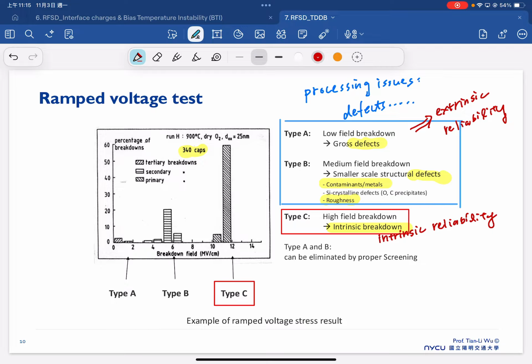And the extrinsic reliability sometimes can be eliminated by using a certain screening. If we do certain screening, we remove the devices suffering from type A and type B, and we will only sell the type C devices to our customer, because type A and type B are generally devices that have a yield issue, and we won't sell any product that has a yield issue. We only sell the good product to our customer. So we can eliminate type A and type B by proper screening.